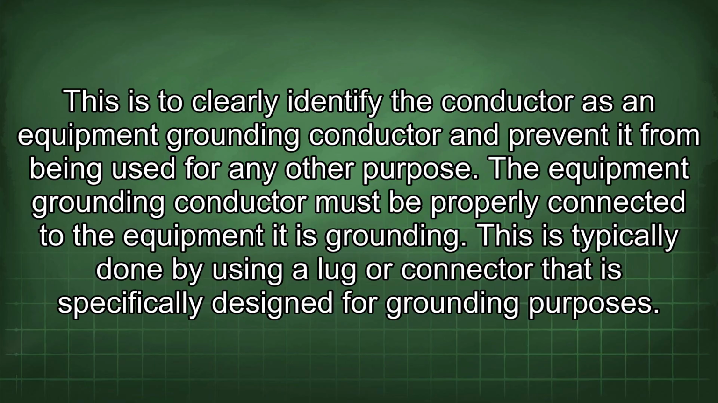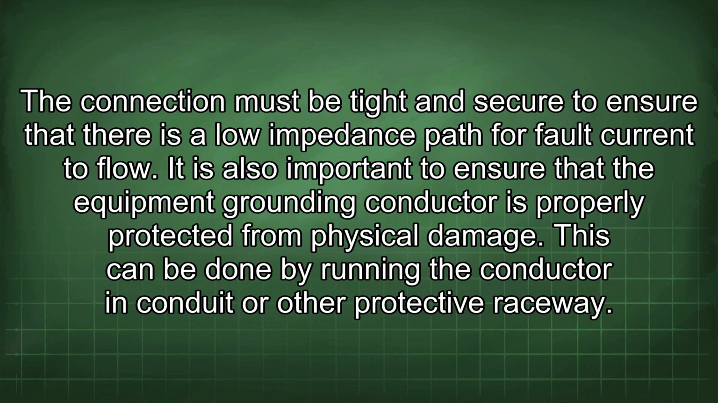The equipment grounding conductor must be properly connected to the equipment it is grounding. This is typically done by using a lug or connector that is specifically designed for grounding purposes. The connection must be tight and secure to ensure that there is a low impedance path for fault current to flow. It is also important to ensure that the equipment grounding conductor is properly protected from physical damage. This can be done by running the conductor in conduit or other protective raceway.